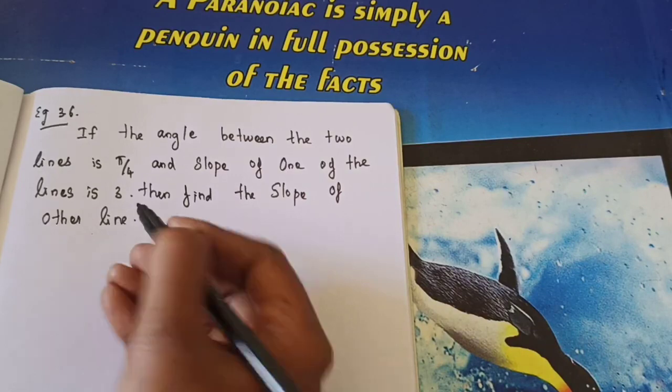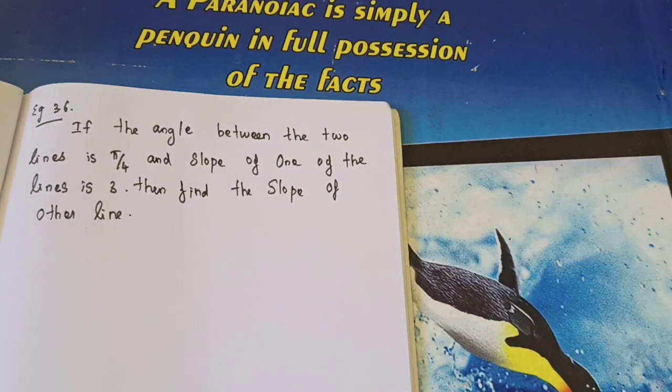Question is, if the angle between the two lines is pi by 4, so the angle between, that is theta, the value is given. Then the slope of one of the lines is given, that is m1 value is given. We need to find the slope of the other line. So we'll use the same tan theta formula. In the place of m1, the value is given, and theta, the value is given.